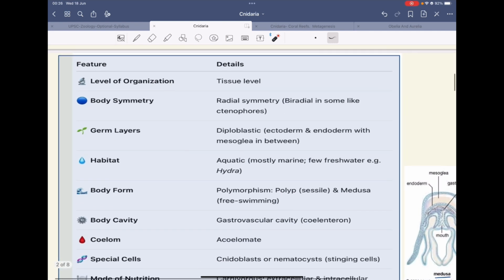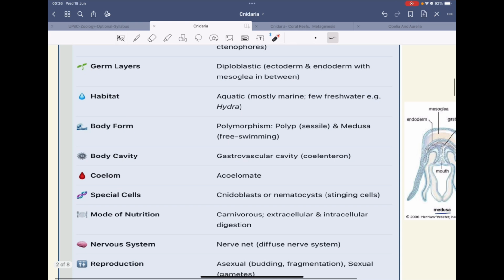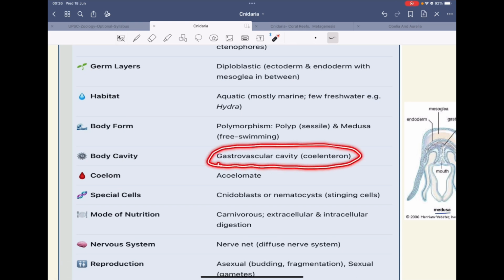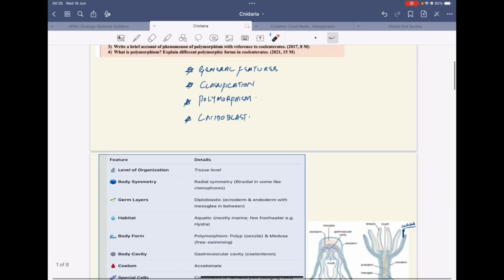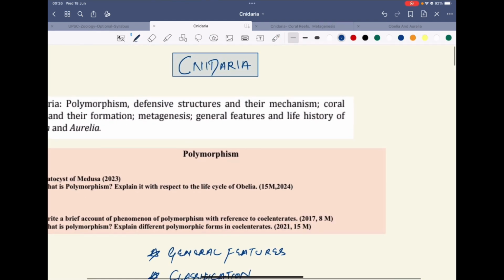Then the body form: it exhibits polymorphism. They can be trimorphic, they can be dimorphic, they can be polymorphic, and they show prominently two forms, that is the polyp, which is sessile, and the medusa, which is free swimming. Then the body cavity consists of a coelenteron or the gastrovascular cavity. That's why the name Coelenterata. So these cnidarians are also called Coelenterata because of the presence of a prominent coelenteron.